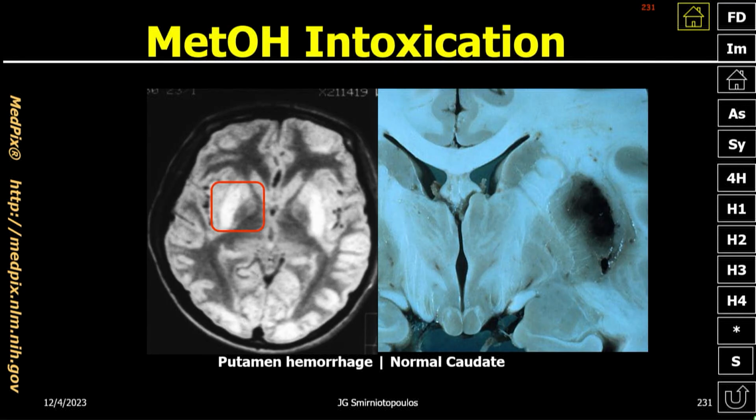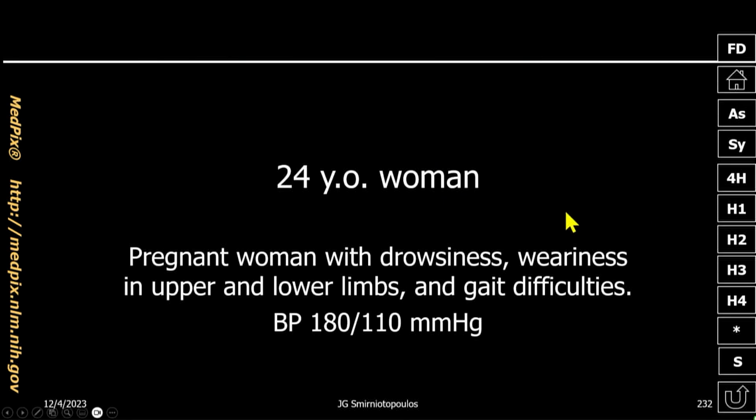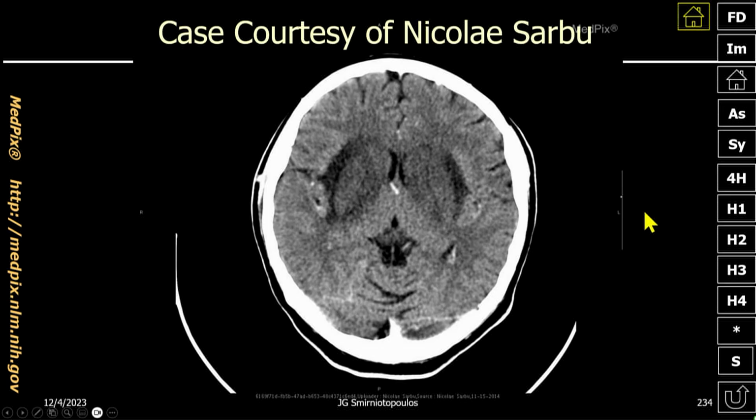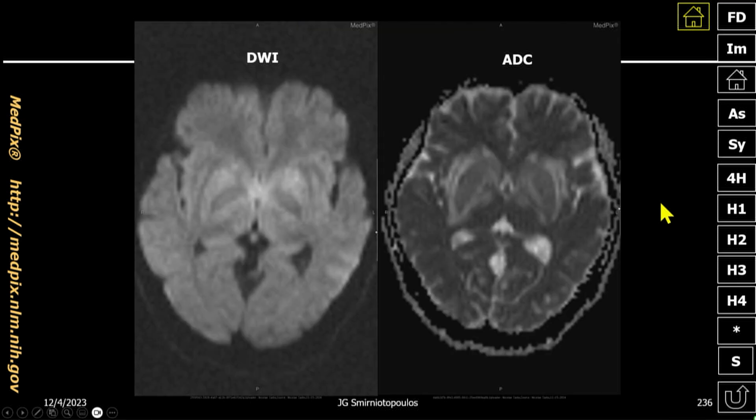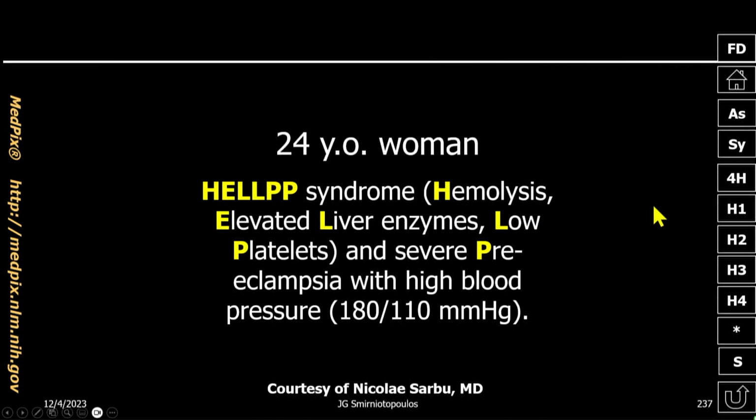So just a couple of other cases. 24-year-old pregnant woman, drowsy, blood pressure is a little bit high. Once again, we have abnormalities in the deep part of the brain involving the lenticular nucleus, involving the caudate and the putamen, not so much the thalamus. Again, nothing specific here. How many of you have heard of this HELLP syndrome? Has anybody here heard of this HELLP syndrome? So this is what this patient had.